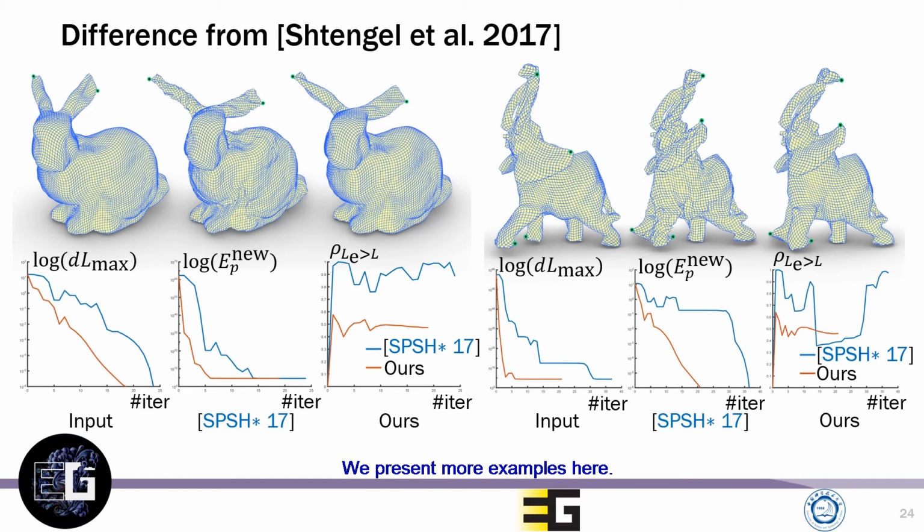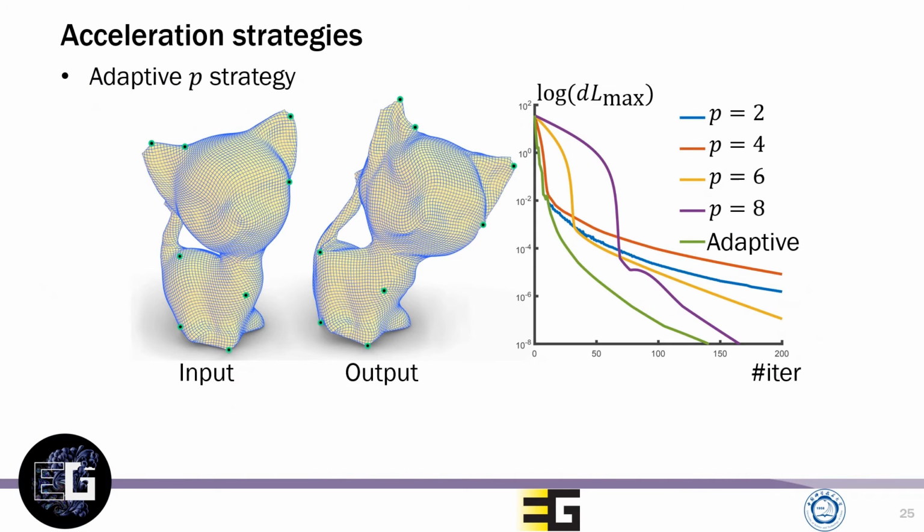We present more examples here. Our method is faster and does not generate noise in practice when L_max is bigger than 10 to the power of -6.